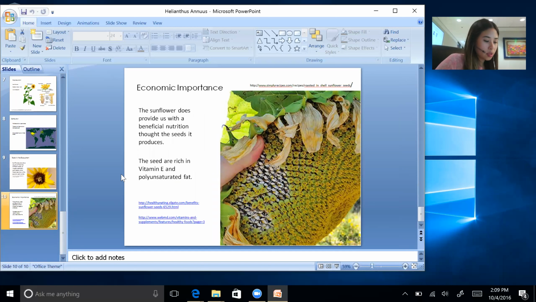And then the economic importance of the sunflower. The sunflower provides us with beneficial nutrition through the seeds it produces, because these seeds are rich in vitamin E and polyunsaturated fat, which can decrease your risk of heart disease. And vitamin E is very good for you as well. And so that's going to be it.